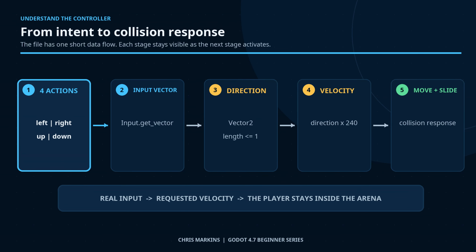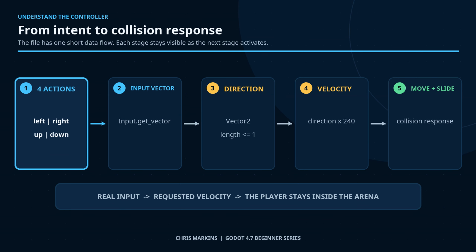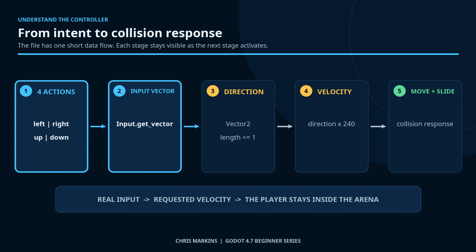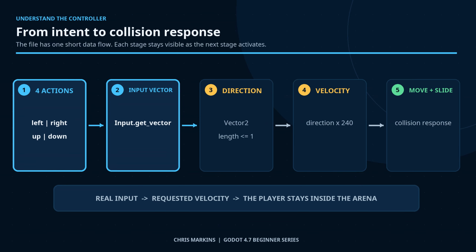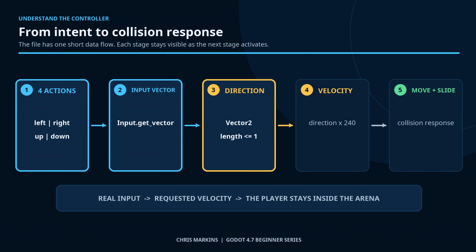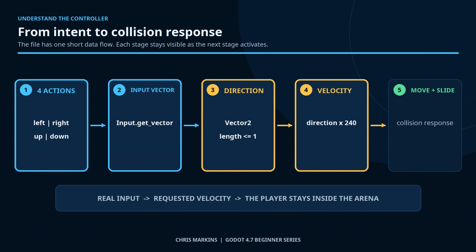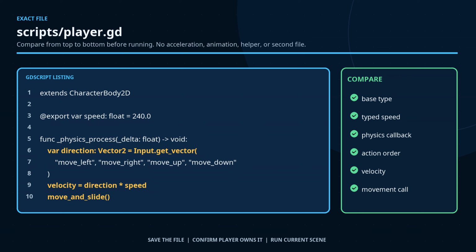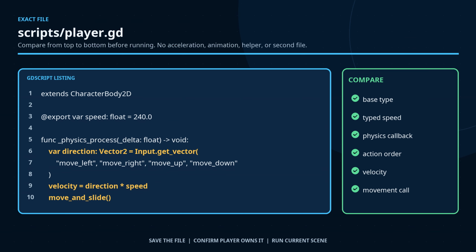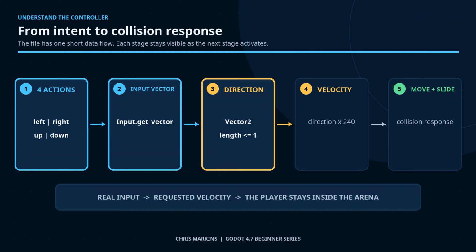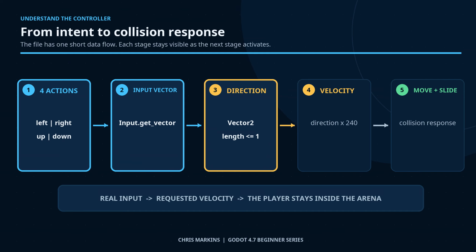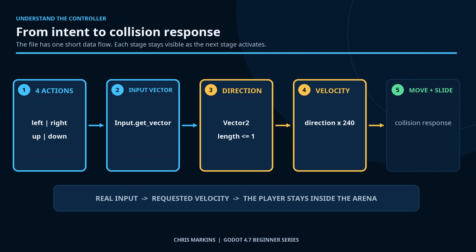Input.get_vector reads -x, +x, -y, and +y in that order. Left, right, up, then down. It returns one vector to direction. Godot limits that vector's length to 1, so combining two directions does not create a larger input magnitude than a straight direction. The next line multiplies direction by speed and stores the result in the player's velocity.